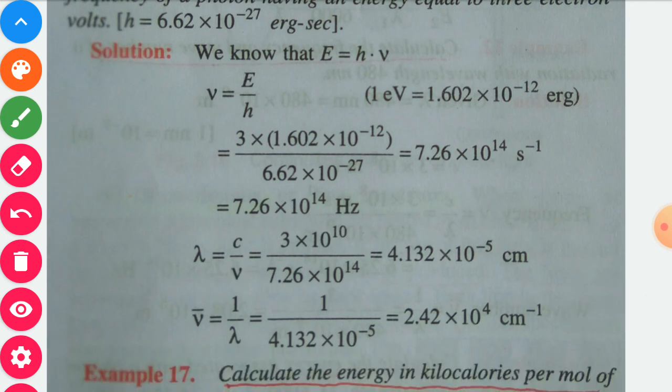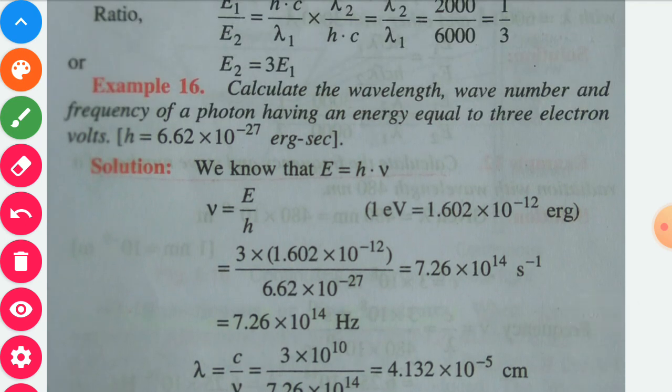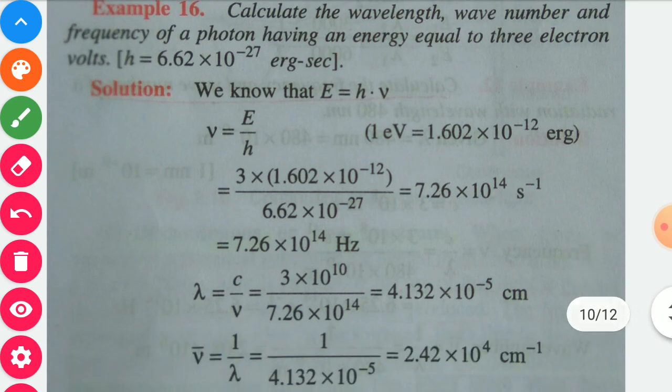Now second thing, we have to calculate wavelength also. So wavelength, we know that c by nu. The c value, the velocity of light, is 3 into 10 power 8 meter per second, but here CGS unit we have to take. So it will be 3 into 10 power 10 centimeter per second, and nu is 7.26 into 10 power 14 per second, which we just calculated. So on solving, it will be 4.132 into 10 power minus 5 centimeter.